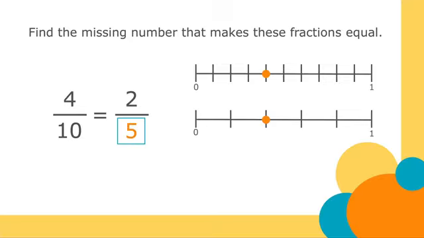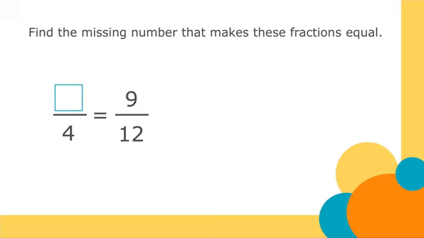Do you notice the relationship between the numerators and the denominators? The numerator of 4 is divided by 2 to get 2, and the denominator of 10 is divided by 2 to get 5. 4/10 equals 2/5. Great job! Let's look at one last example.